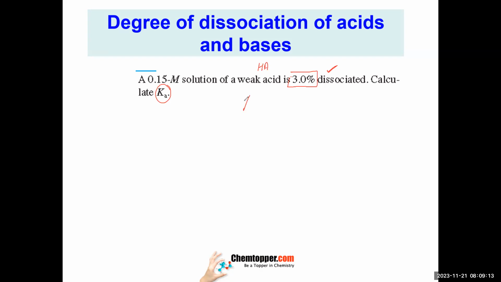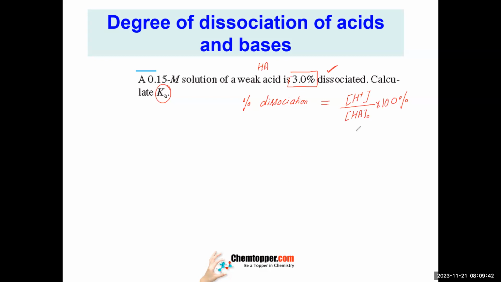So what is percent dissociation, children? Can you give me the formula? It is concentration of H plus over initial concentration of the acid times 100%. Am I right? This was the formula, right? Sami, you're writing this formula? Yusuf?